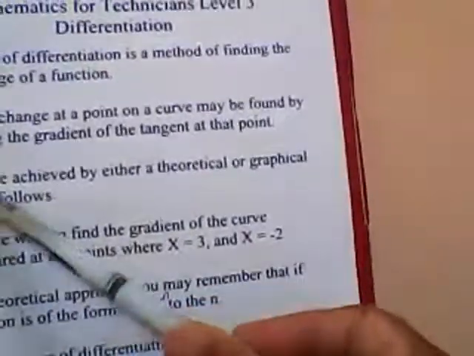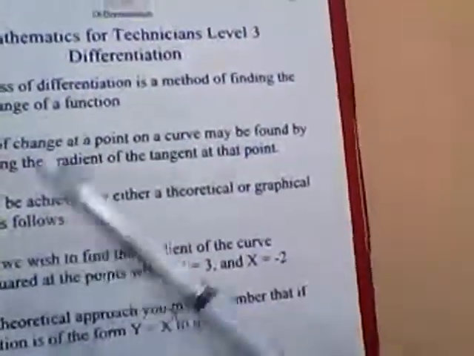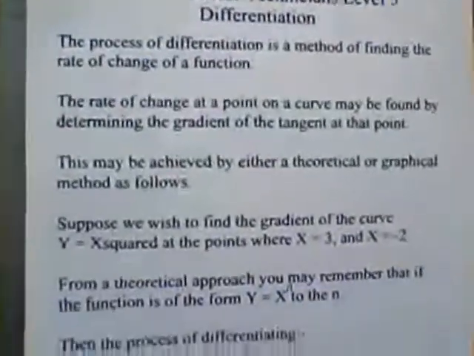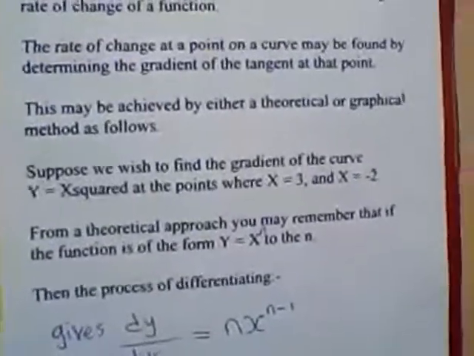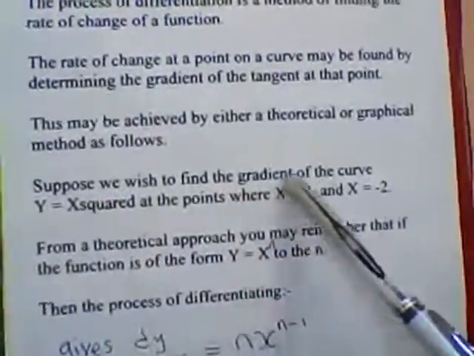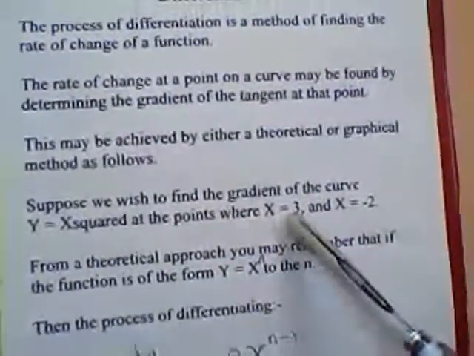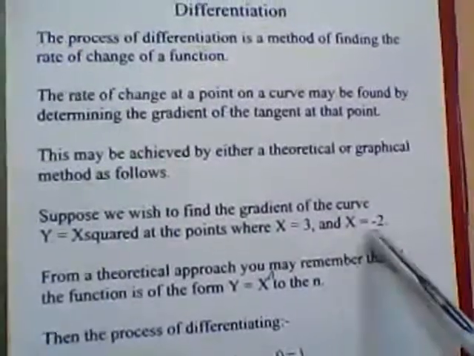Now, this may be achieved by either a theoretical or graphical method as follows. What that means is that we can do it by mathematical calculations or by a graphical method using a graph. Suppose we wish to find the gradient of the curve y equals x squared at the point where x equals 3 and x equals minus 2.